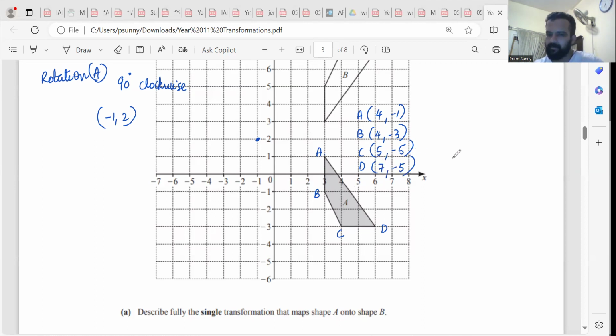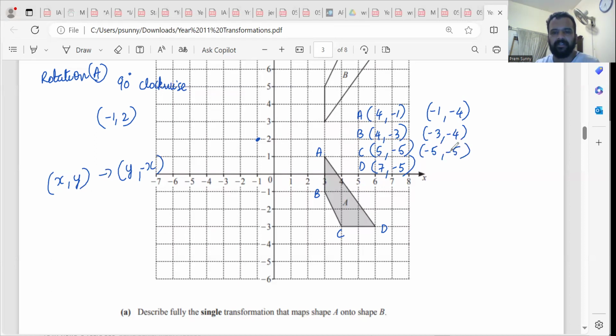So what we need to do here is, as usual, 90-degree clockwise. If we have x, y as the coordinate, you change it to y, x and change the sign of x. Now 4, -1 will become -1, 4 and change the sign of x. 4, -3 will become -3, 4 and change the sign of x. 5, -5 will become -5, 5 and change the sign of x. Now 7, -5 will become -5, 7 and change the sign of x.